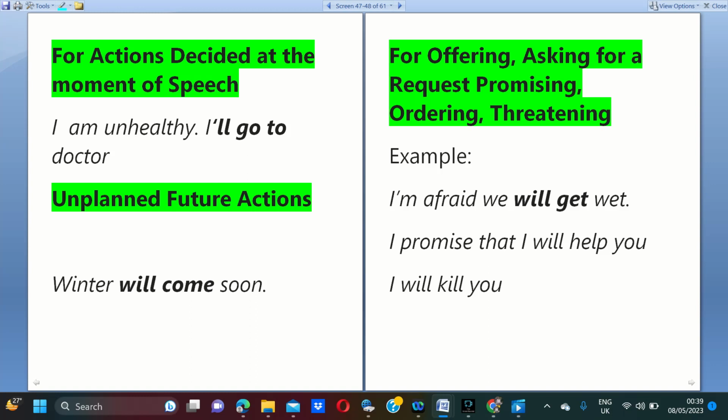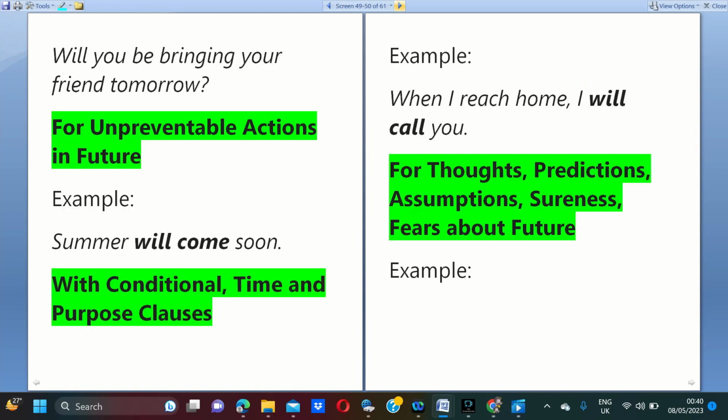Next, for offering, asking for requests, promising, ordering, threatening, we can use the simple future. I am afraid we will get wet, which is a kind of fear. I promise that I will help you, promising. I will kill you with it, threatening. Will you be bringing your friend tomorrow? It is a request. So to talk about requests, threatenings, offerings, we use the simple future.